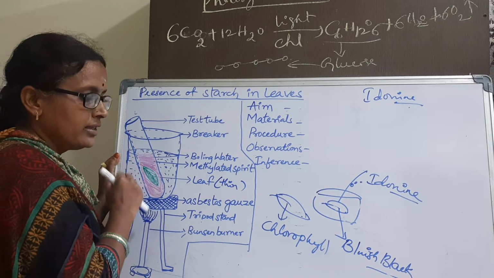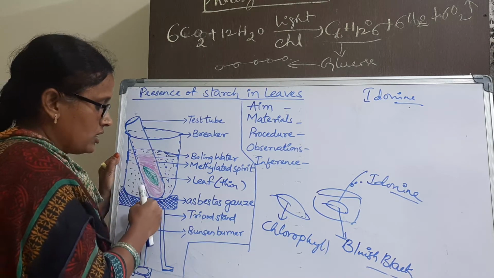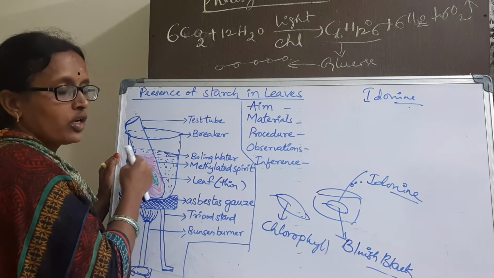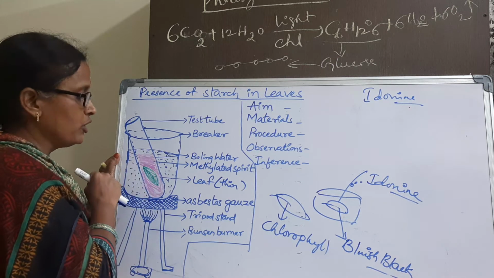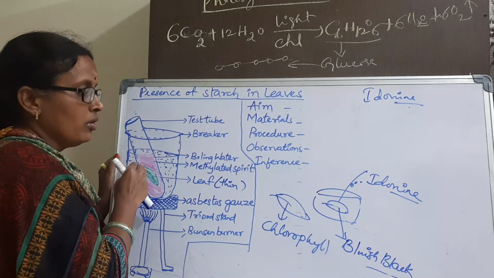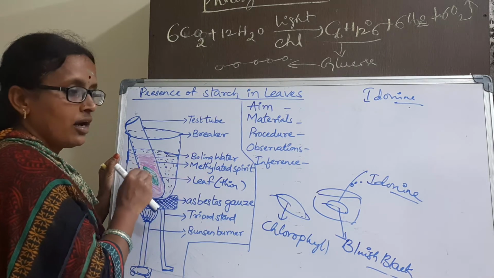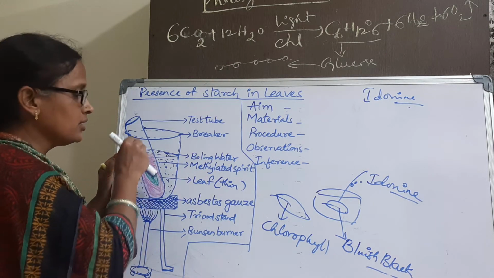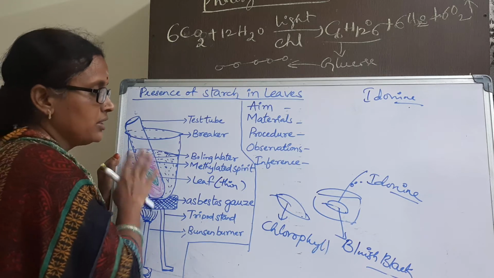Gradually when we supply the heat, this water boils and that heat is eventually supplied to the test tube, and that helps to boil the methylated spirit, and whatever pigments are present in the leaf become dissolved in the methylated spirit.